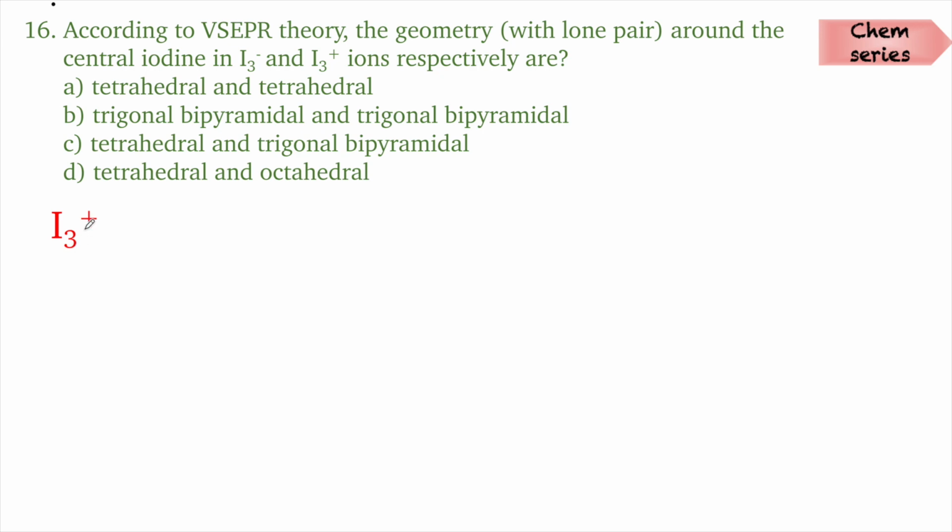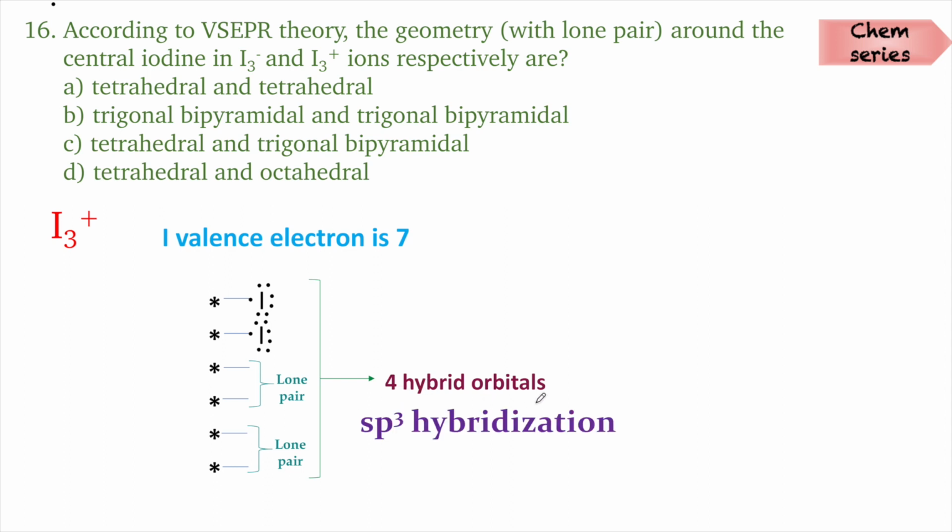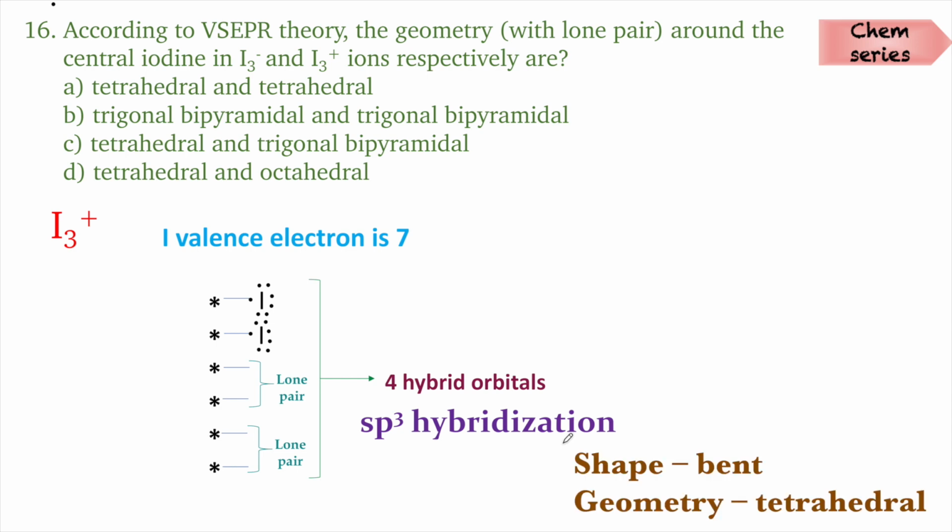Coming to I3 plus, one of the iodines will be your central atom and its valence electron is 7, and we have a positive charge, that means we should subtract 1 electron because of the positive charge. So there are only 6 valence electrons I have written, and 2 are utilized by the 2 iodine atoms for bond formation, and the remaining 4 non-bonded electrons form 2 lone pairs. So totally there are 4 hybrid orbitals that form sp3 hybridization, and the geometry is tetrahedral.